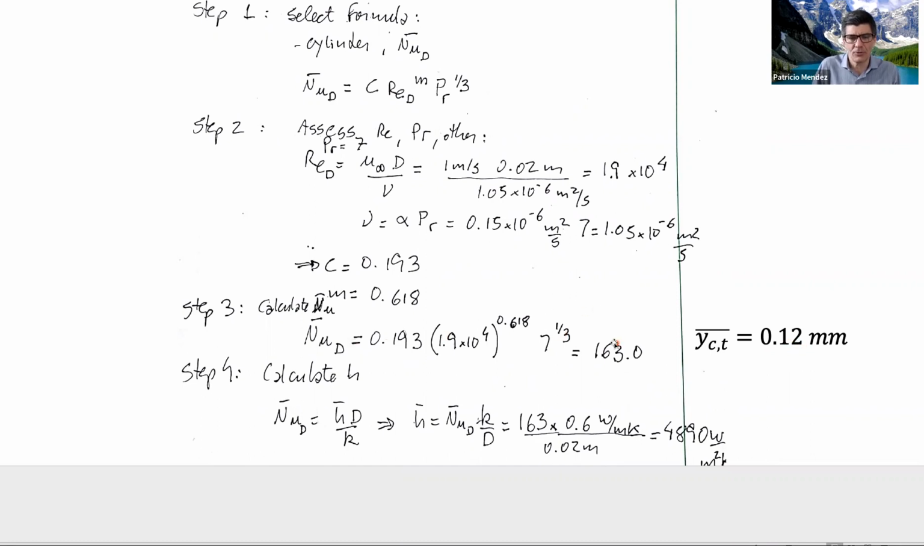All right, I got the Nusselt number, and from there I calculate the h value, right? Nu is h d over k, so I can solve for h, and it gives me 4,890 watts per meter squared Kelvin.